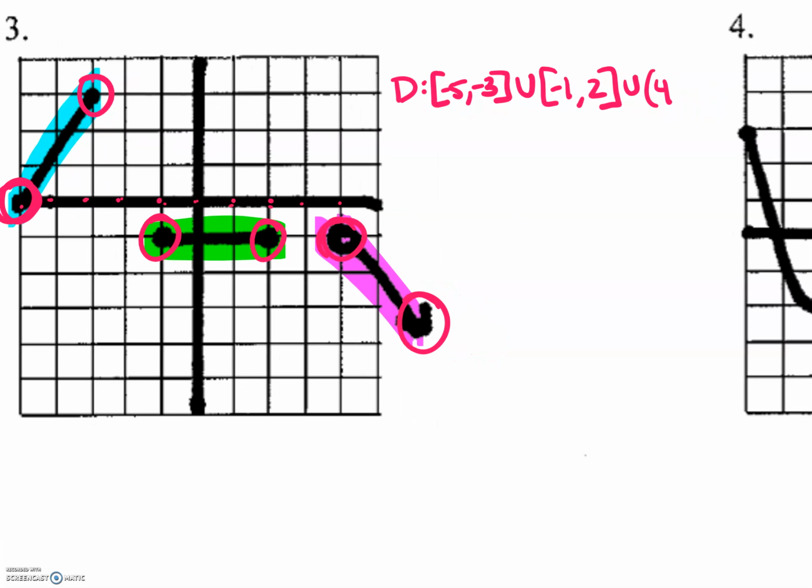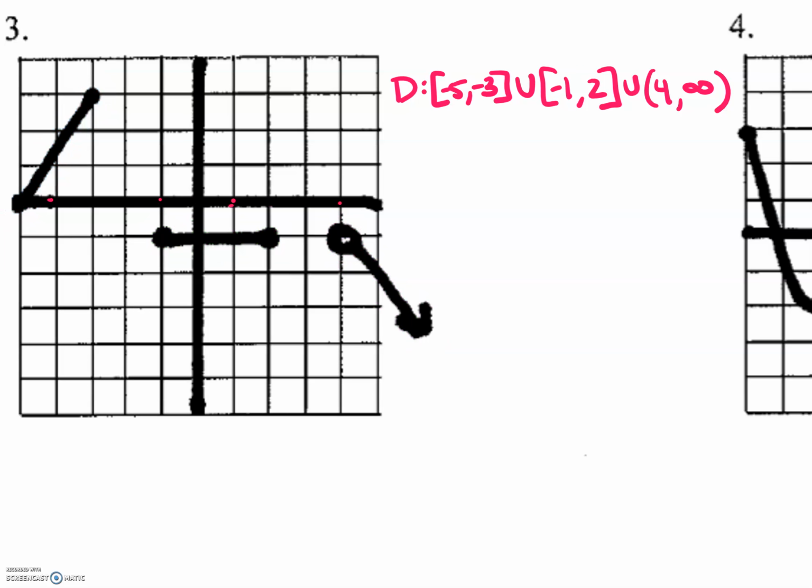So again, with domain, we're asking ourselves, is that going left or is it going right? Well, it's going to the right, so that would be positive infinity. Now, if I take a look, are any of these pieces overlapping? So I'm going to ask myself, is there a gap between -3 and -1? Yes, so I can't do anything there. Is there a gap between 2 and 4? Yes, so I can't do anything there. So that right there would be your answer for your domain.